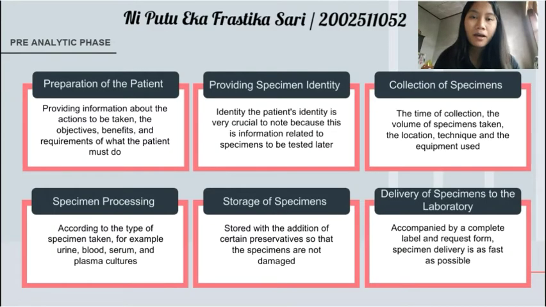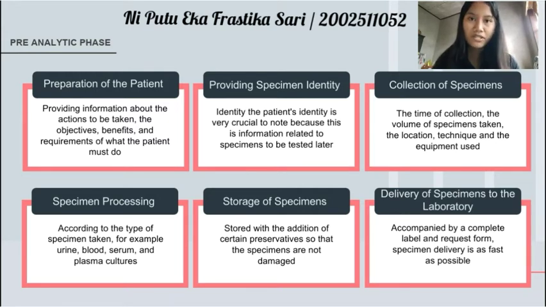Now we are talking about the pre-analytic phase, and there are several important things. The first one is preparation of the patient. It is providing information about the action to be taken, the benefit, the objective, and the other. The second one is providing specimen identity. It is crucial because the information is related to the specimen to be tested later. The third one is collection of the specimen. It is considered about the time, the volume, the location, the technique, and equipment.